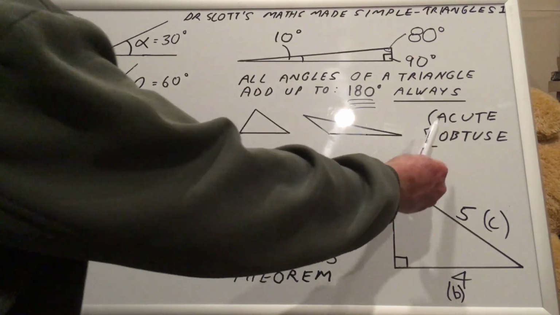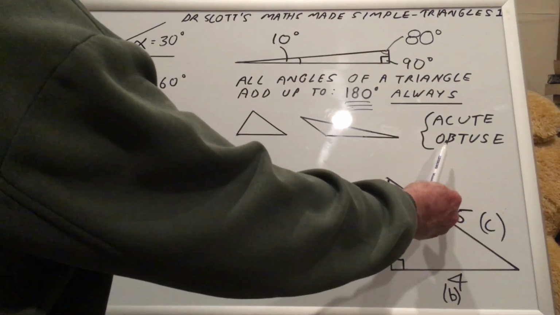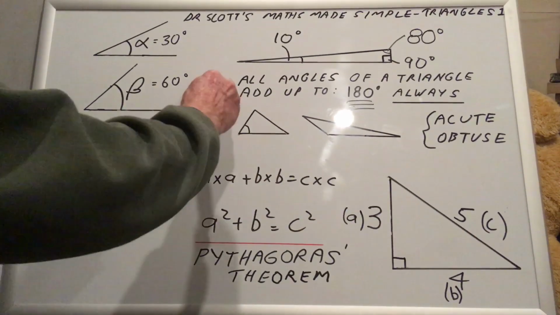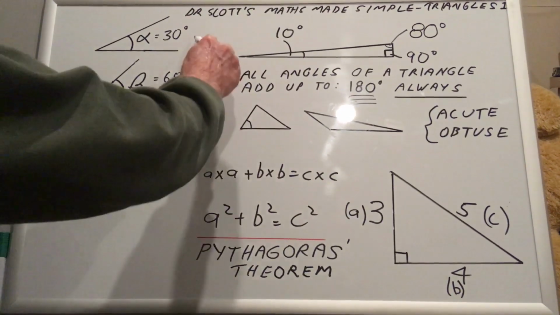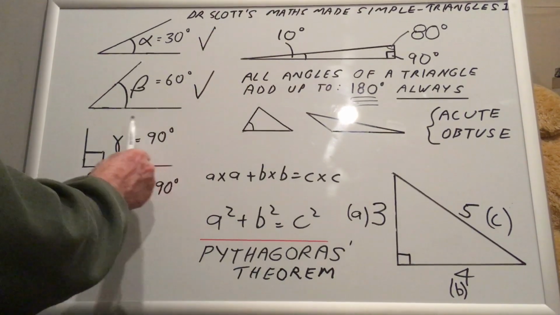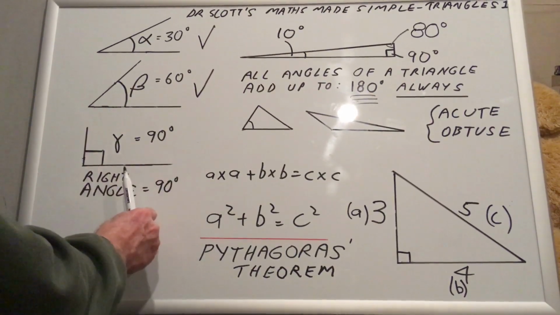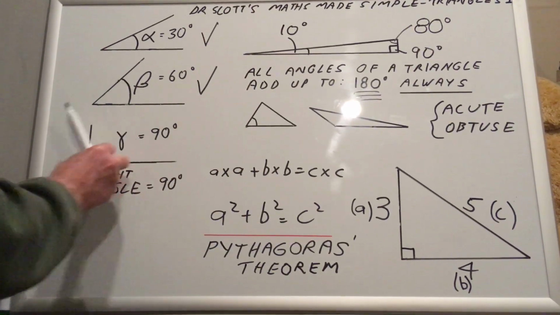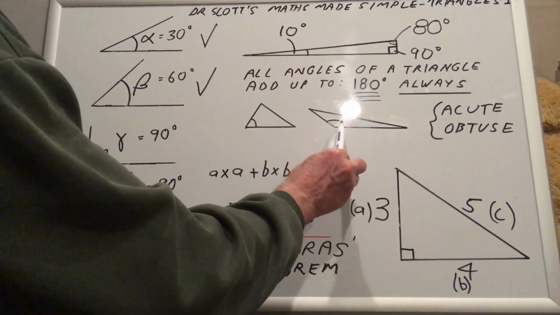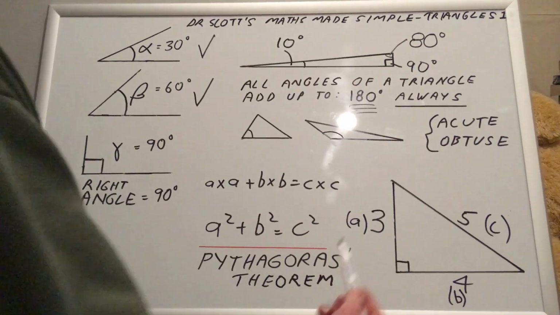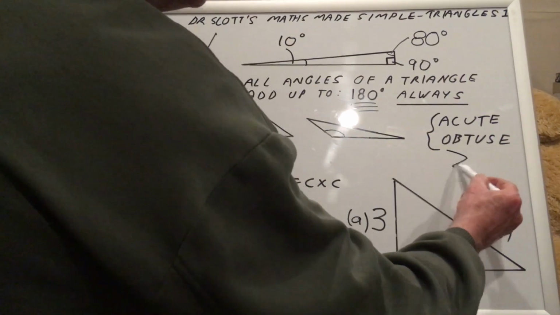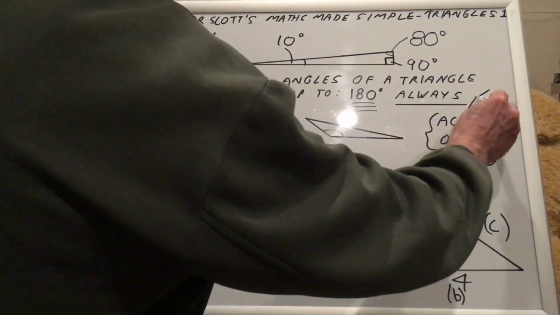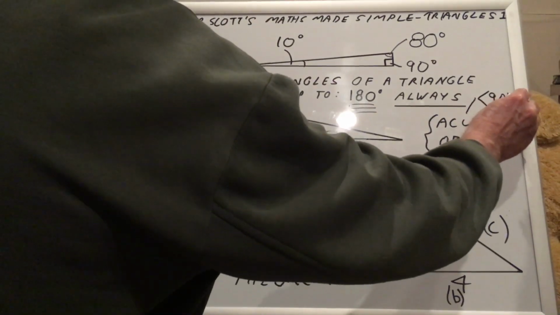People will talk about acute and obtuse angles. Acute angles are less than 90 degrees. So this is an acute angle. This is an acute angle. This is a special one called a right angle. But once it goes past 90 degrees, once it goes back this way, like this angle here, that's an obtuse angle. An obtuse angle is greater than 90 degrees. An acute angle is less than 90 degrees.